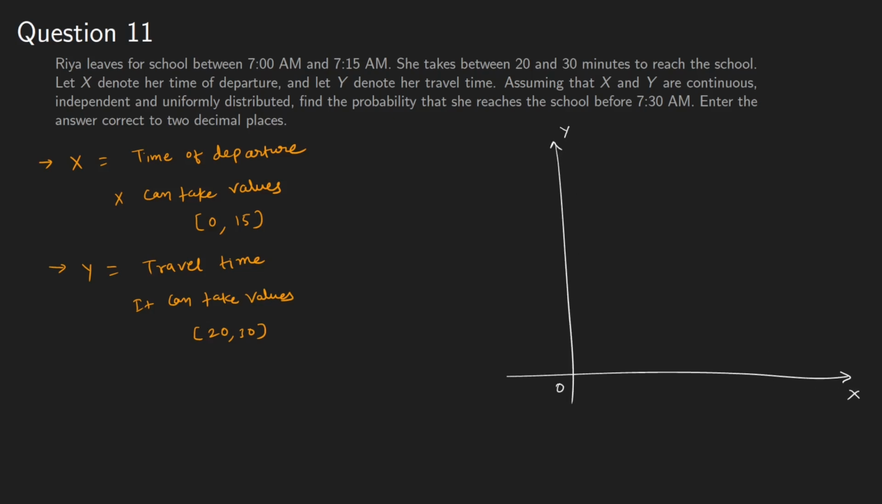So this is x, this is y. Here we are representing time of departure, and here on the y-axis we are representing travel time.